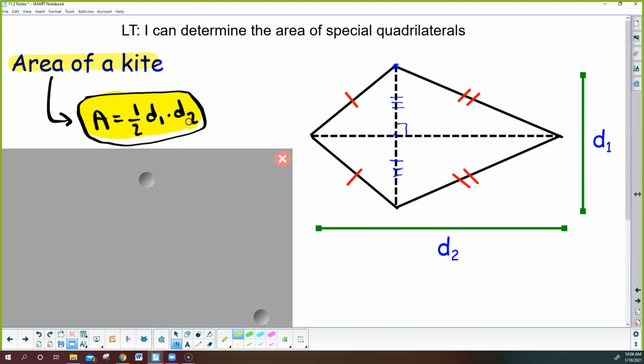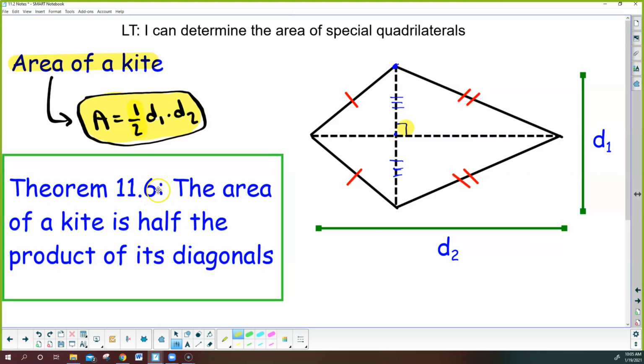And you can probably guess, because there are right triangles here, that you're going to have to use the Pythagorean theorem, or you're going to have to use the properties of the kites that we've learned in the past to help find diagonal 1 and diagonal 2. Right? Very rarely do we just give you diagonal 1 and 2 and have you multiply it together and cut it in half. If you want to write the description of it, which I don't think you need to, the area of a kite is half the product of its diagonals.